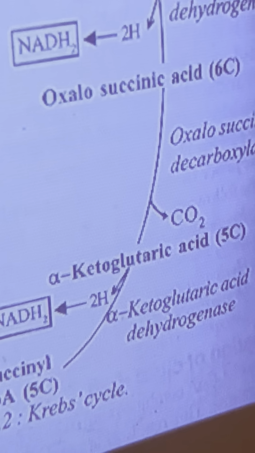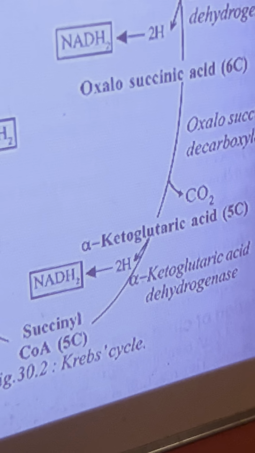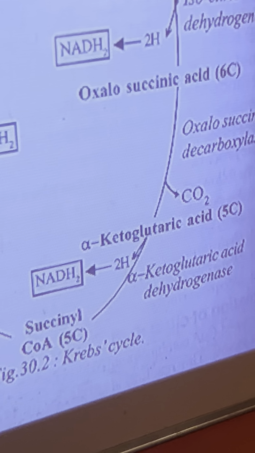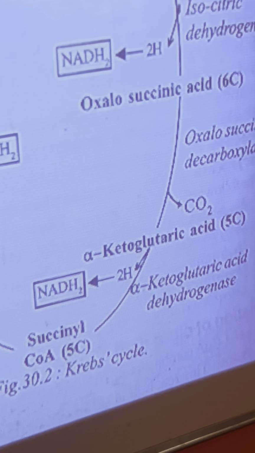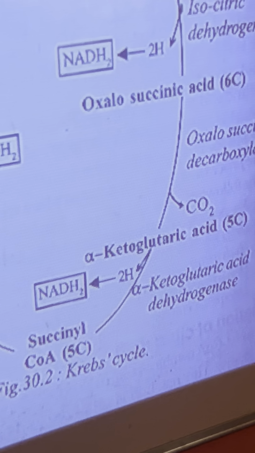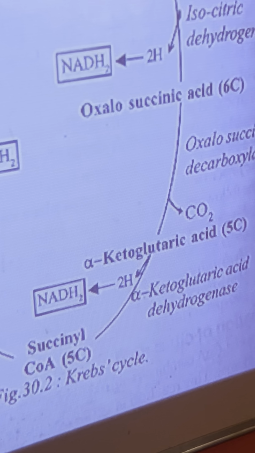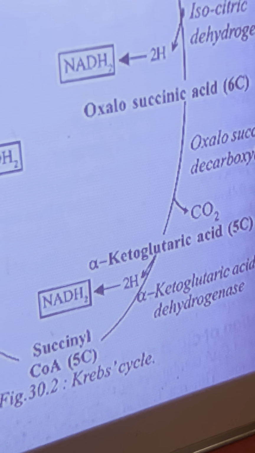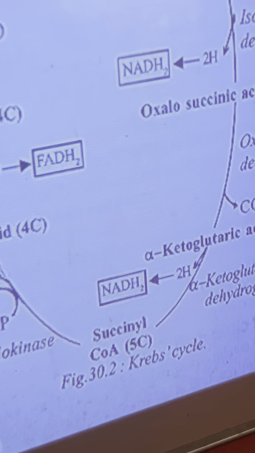And again alpha ketoglutaric acid is converted into succinyl CoA. Succinyl CoA is also a 5 carbon containing compound. In this reaction, alpha ketoglutaric acid dehydrogenase is the enzyme involved. Here also NADH2 is liberated.